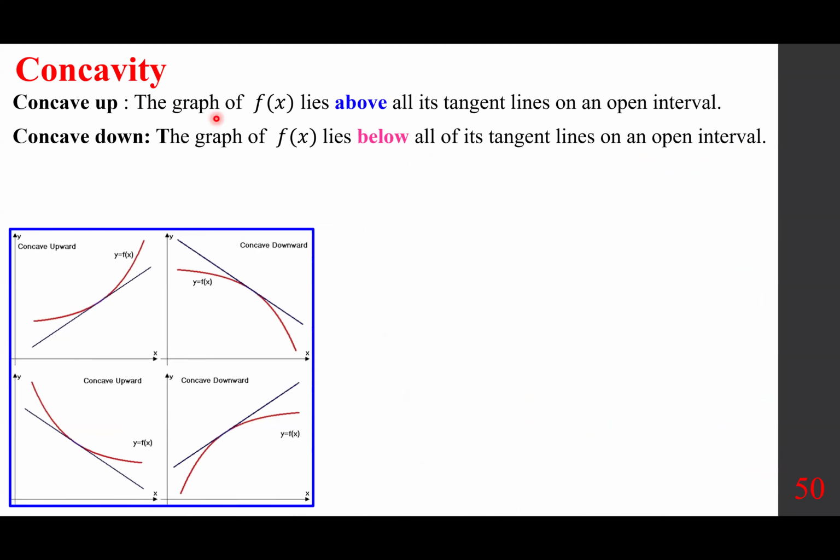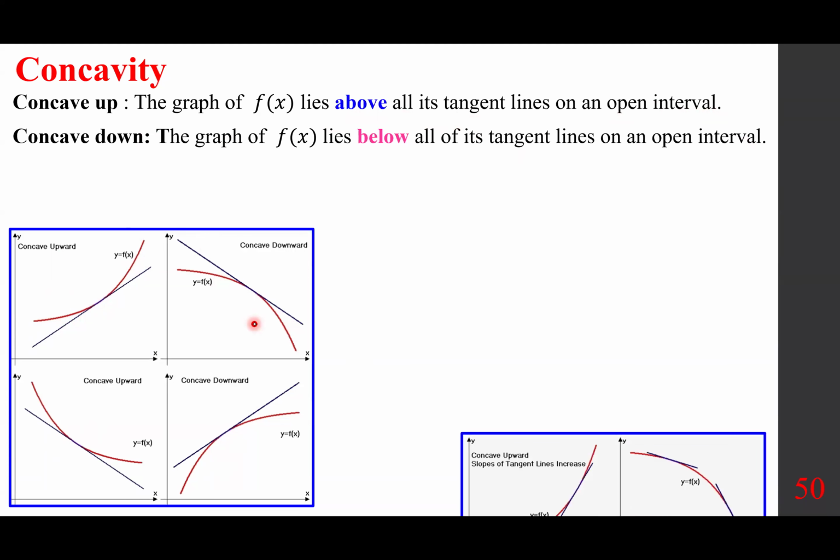Concave up, the graph of f of x lies above all its tangent lines on the open interval. Concave down, the graph of f of x lies below all of its tangent lines on an open interval. For example, this is concave up. If you draw a tangent line, it's above it. The same thing here. This one is concave down. If you draw any tangent line randomly, that means the graph is below the tangent line.